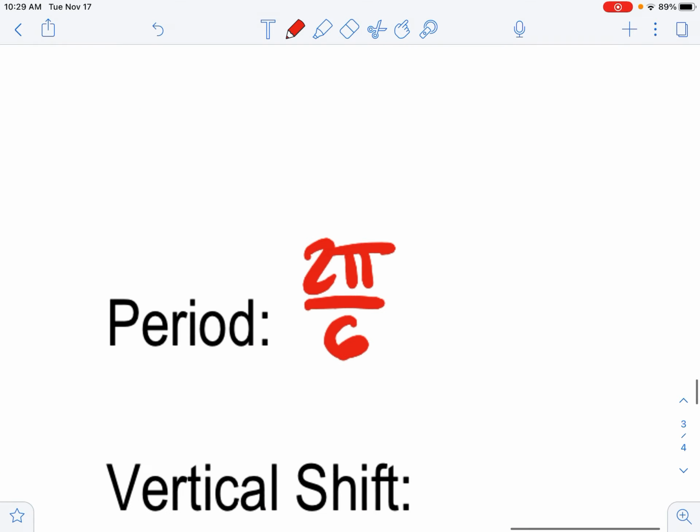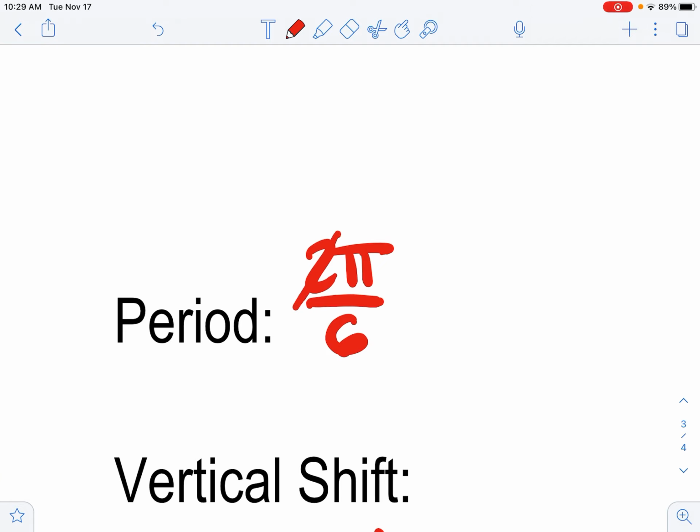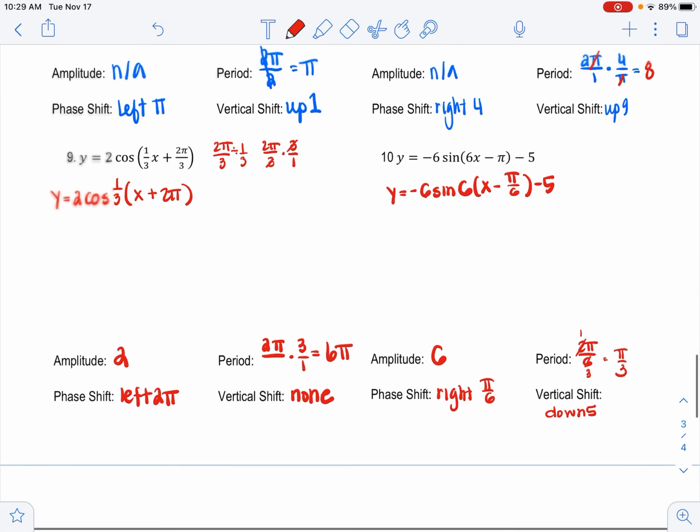Period, 2 pi divided by b, which is 6. I can simplify this fraction. 2 goes in here once, 2 goes in here 3 times. So the period is pi over 3.